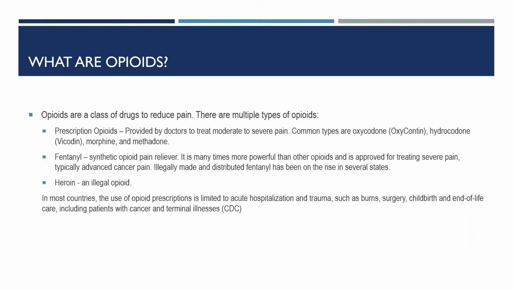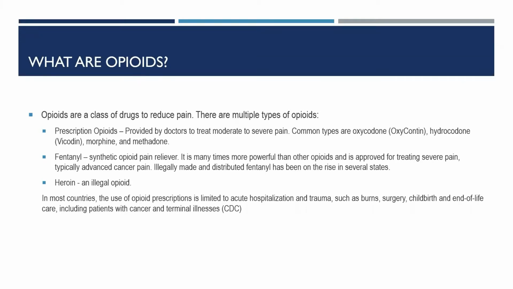Opioids are a class of drug to reduce pain. There are multiple types of opioids. Most commonly, we know prescription opioids, which are provided by doctors to treat different levels of moderate to severe pain, commonly known as oxycodone, morphine, hydrocodone, or Vicodin.